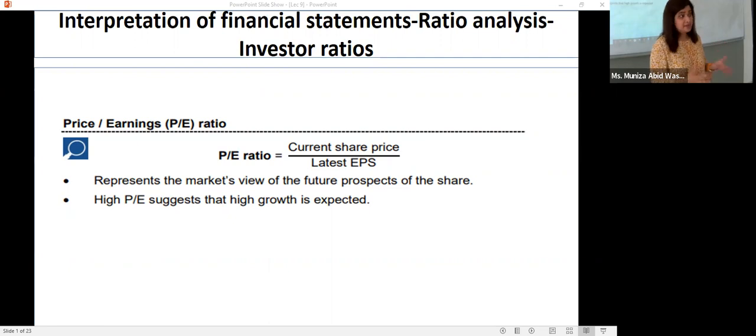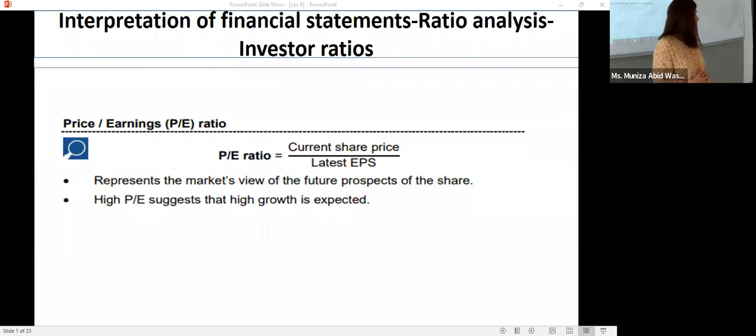Banks, for example, will be interested to know about the total profit of the organization so they can get to know whether the business is in a position to return their principal amount or not, or whether the organization will be able to give the interest payments timely or not. So according to their area of interest, they are going to apply different kinds of ratios.